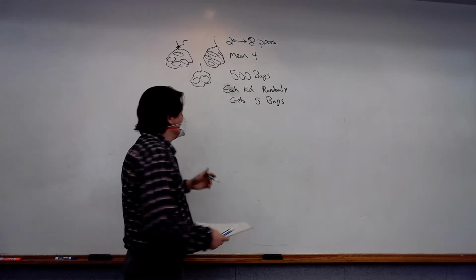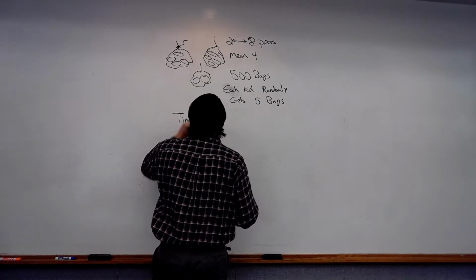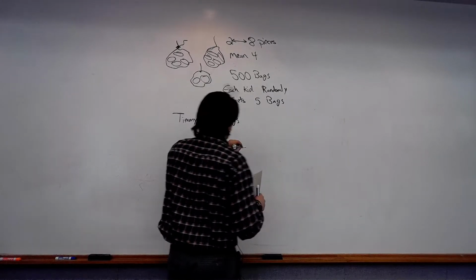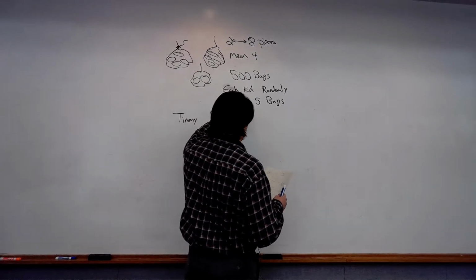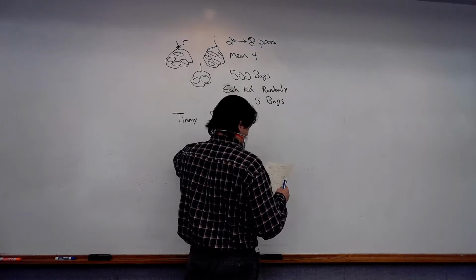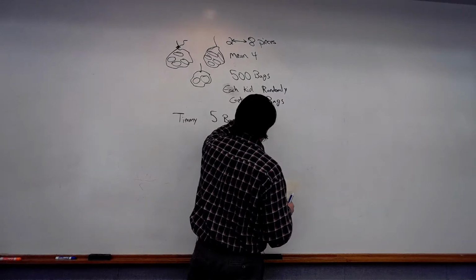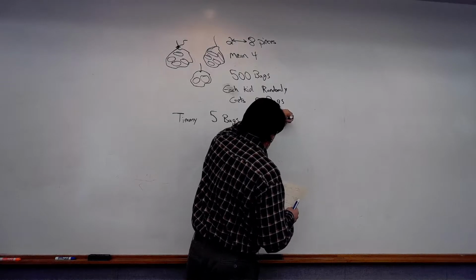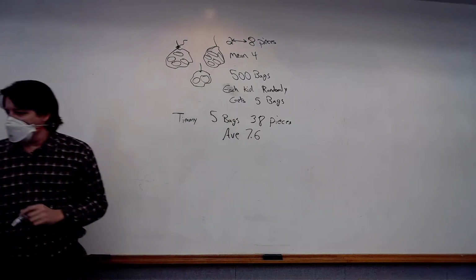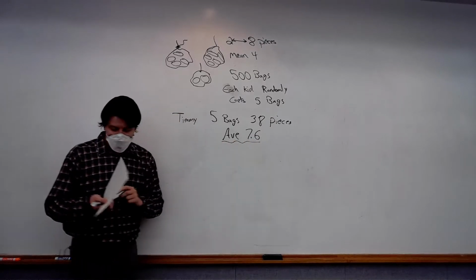Your nephew Timmy shows you his haul from the night. And Timmy has gotten 5 bags. He has a total of 38 pieces, for an average of 7.6. So Timmy's bags average 7.6 pieces of candy.